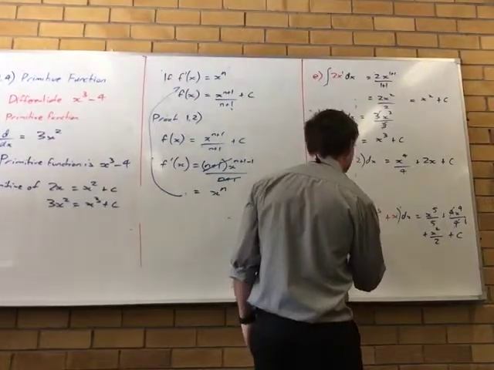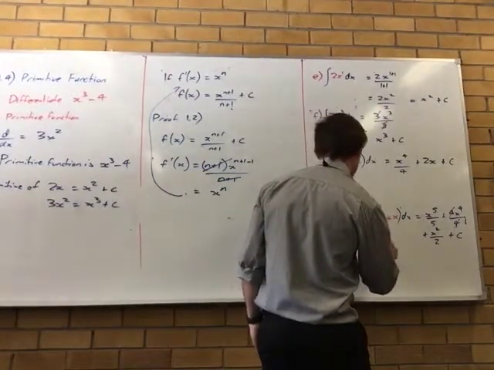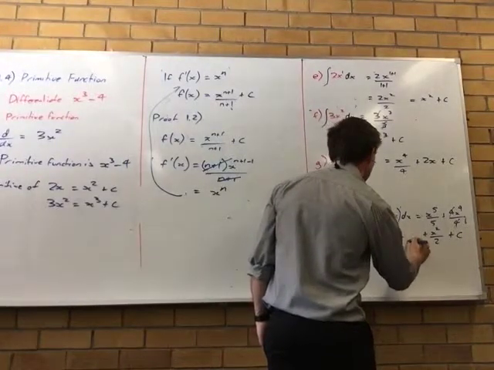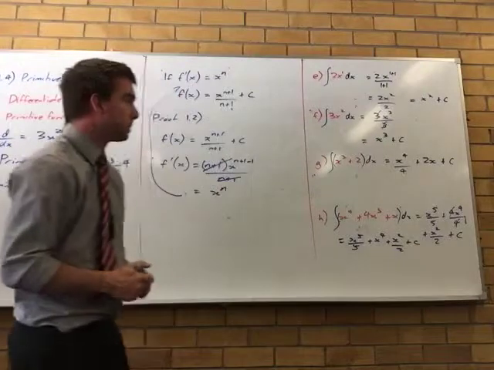So it'll be x to the power of 5 over 5 plus x to the power of 4 plus x squared over 2 plus our constant of integration. That was gnarly.